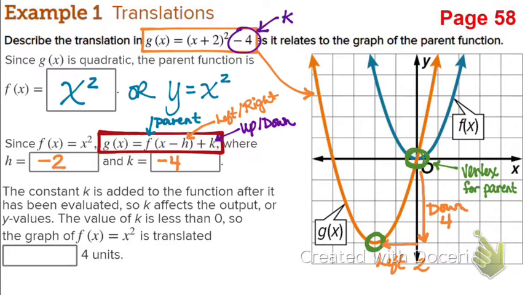This is k, and it's telling me down 4. This guy right here, I see a plus 2, but we said this graph went which way? We said it went left 2, and so we described it as a negative 2. In the equation, it is the opposite of h. So if I see a plus 2, it's really telling me that h is a negative 2.